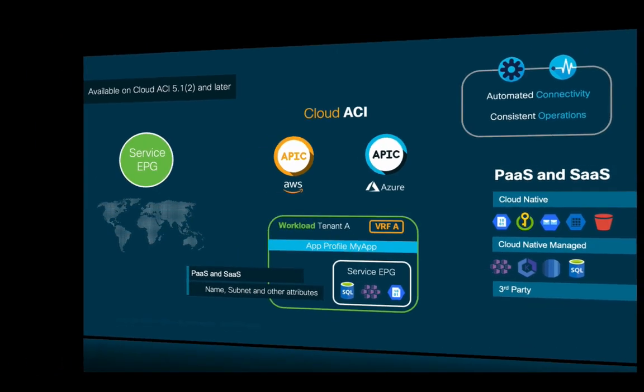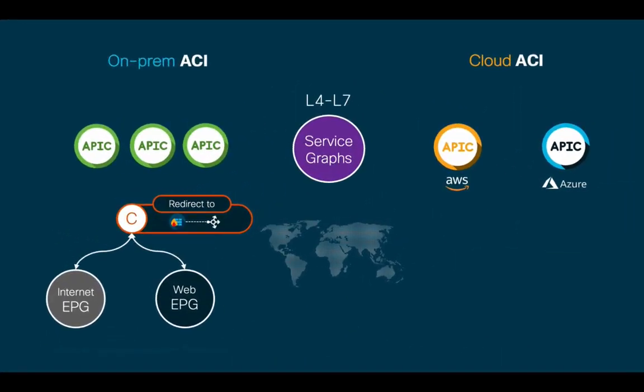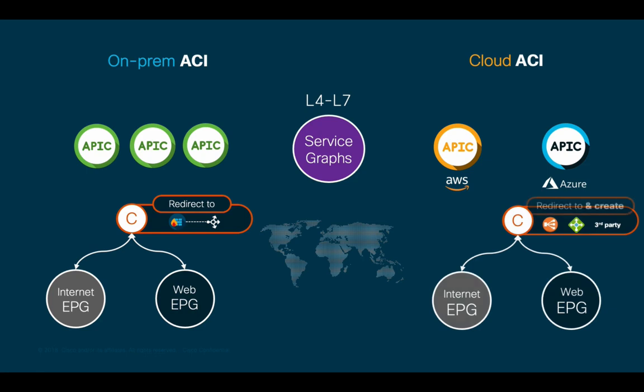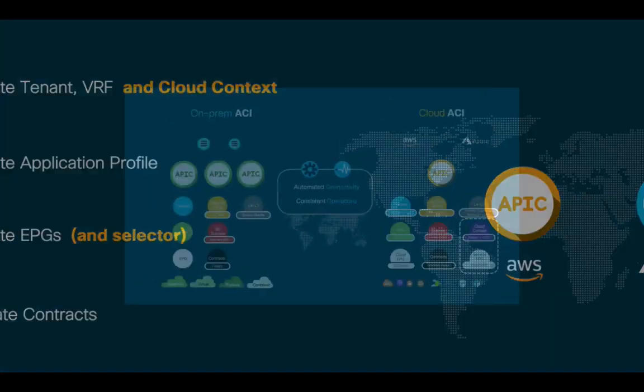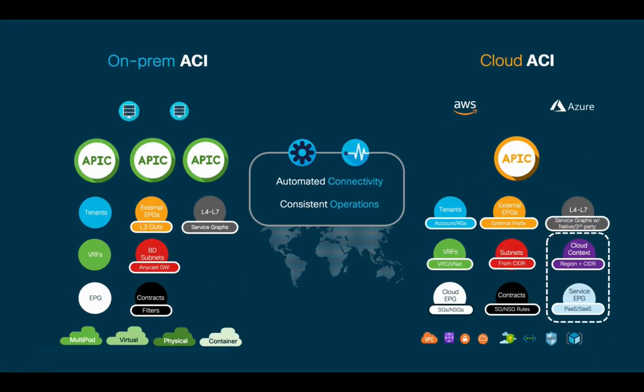It is important to mention that Layer 4, Layer 7 services can also be inserted using service graphs as part of your contract defining Cloud ACI, automating the deployment of cloud-native services like load balancers and even third-party ones, in addition to just redirecting traffic, as we will cover in Module 4. As long as you remember these main two differences we covered today as part of your logical network configuration, you should be pretty much ready to connect anything running in the cloud.